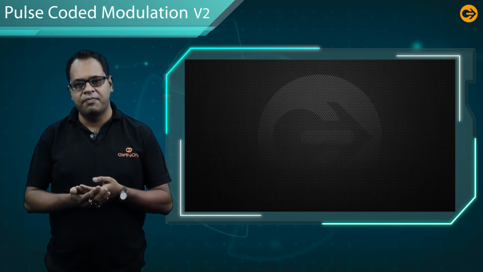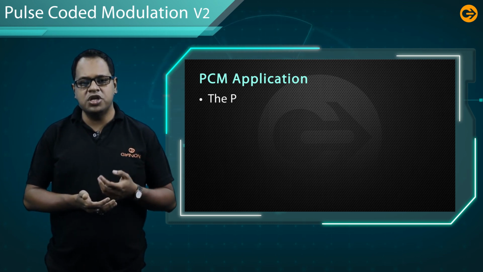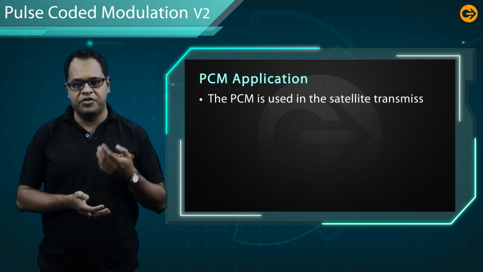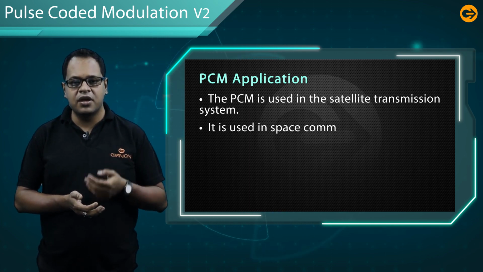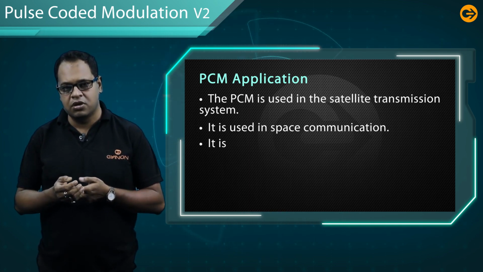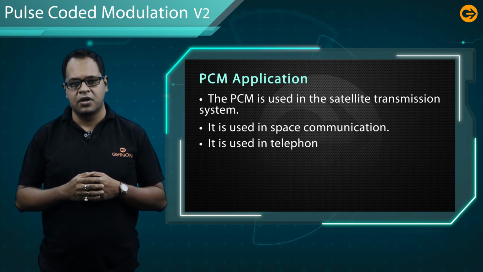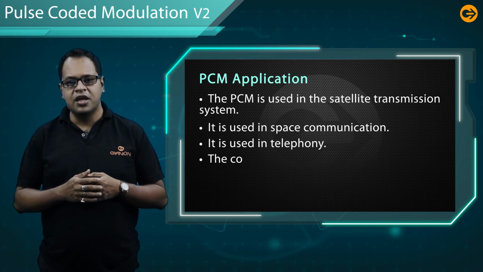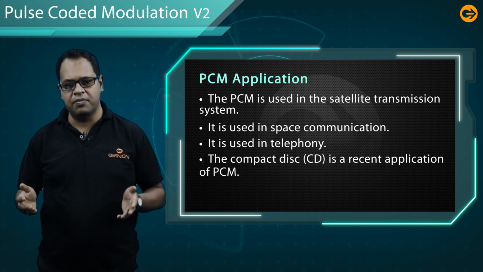Now let us discuss pulse code modulation applications. Pulse code modulation is used in satellite transmission systems. The next application is that it is used in space communication. Also, pulse code modulation is used in telephony. The compact disc, CD, is a recent application of pulse code modulation, or PCM.